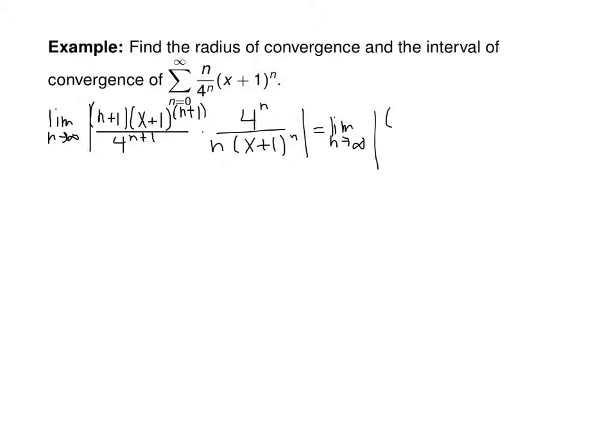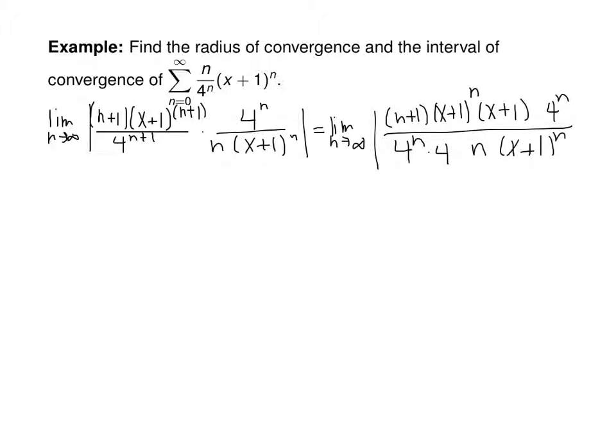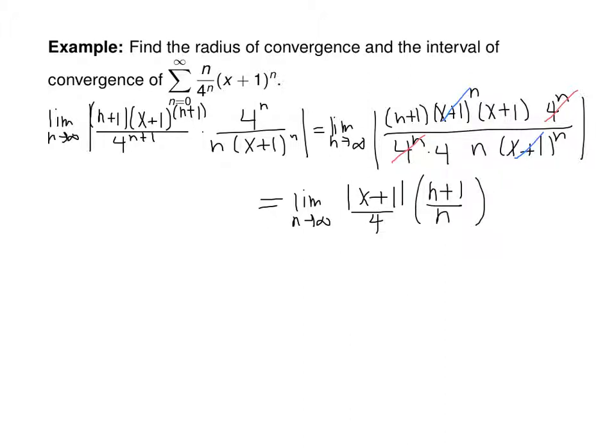Alright, we'll have n plus 1 multiplied by x plus 1 to the n and a singular x plus 1, 4 to the n, all over 4 to the n times 4, n, and x plus 1 to the n. Now let's cancel out common terms. So the x plus 1 to the n's cancel, the 4 to the n's cancel, and we're left with the limit as n goes to infinity of the absolute value of x plus 1 over 4 multiplied by n plus 1 over n. And as n goes to infinity, the limit of this expression is going to be 1.